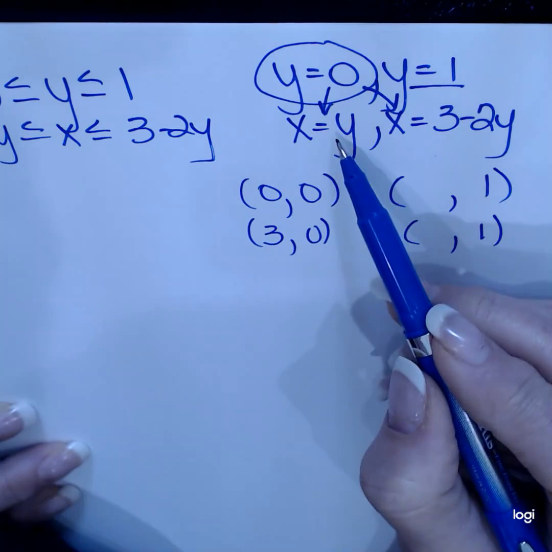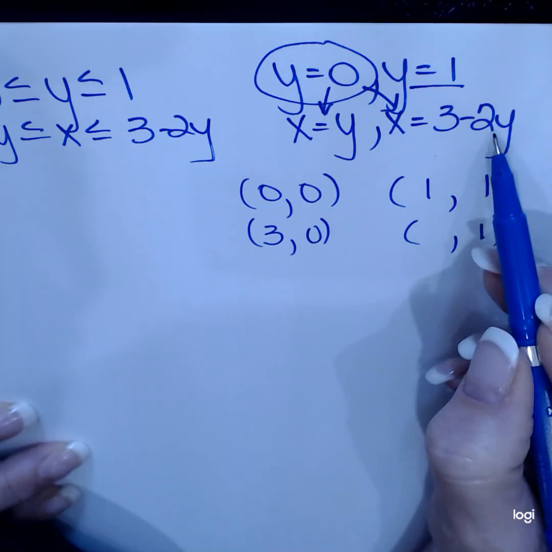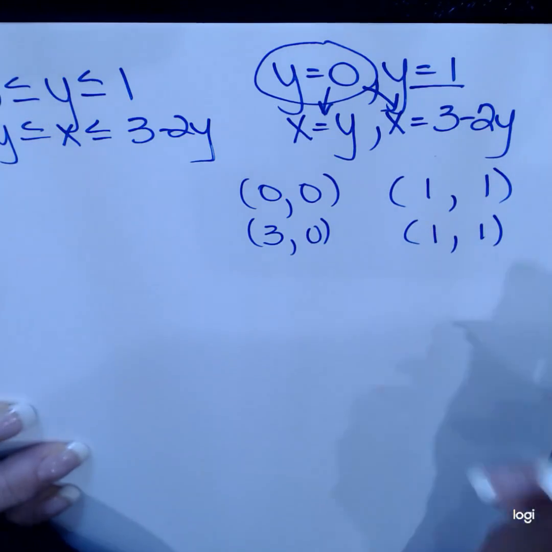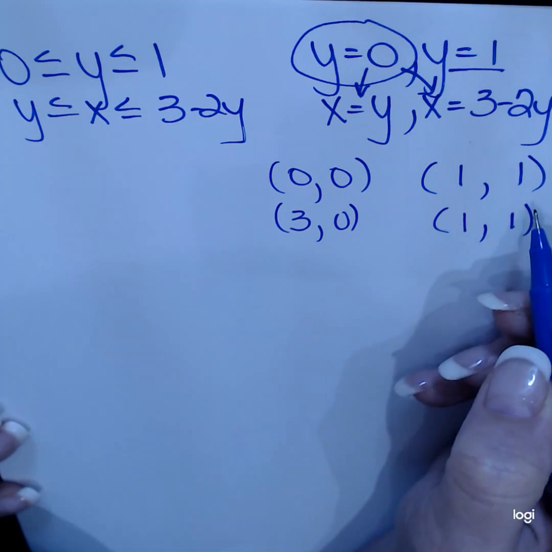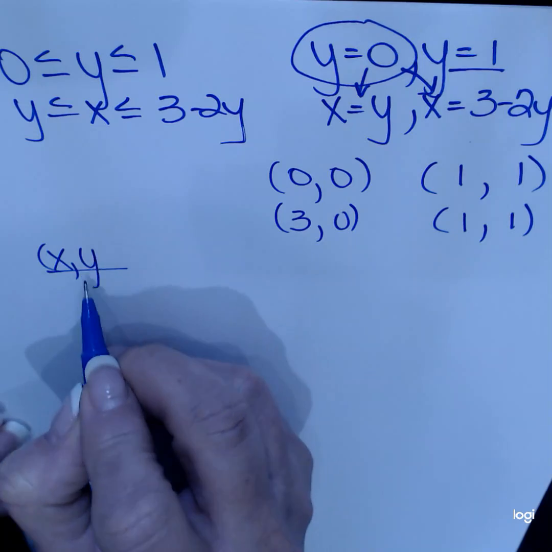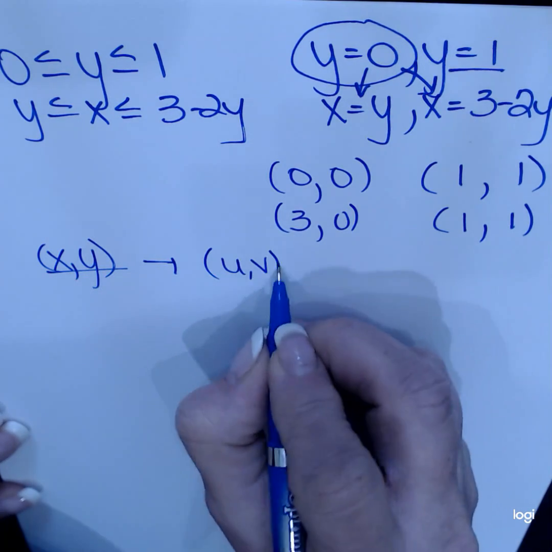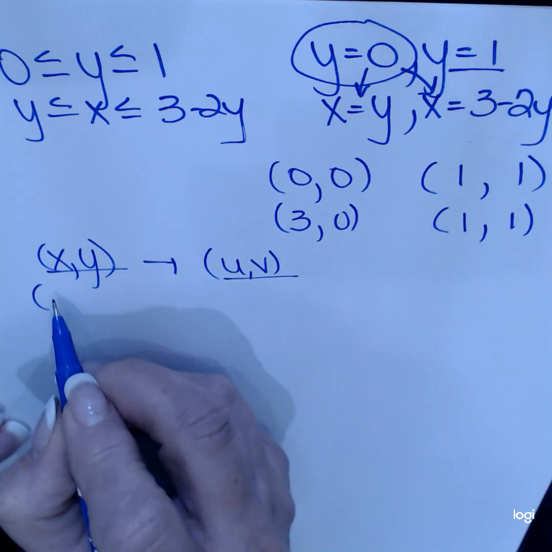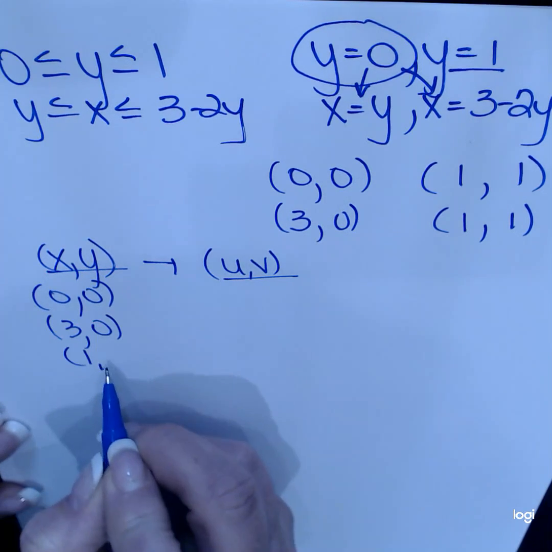So when y is equal to 1 and I plug it into this equation, I get 1. And when I plug the 1 into this equation, I also get 1. So we just get a repeated section there. But these are then the x, y coordinates that I need to switch over to u, v coordinates. So I've got 0, 0, 3, 0, and 1, 1.